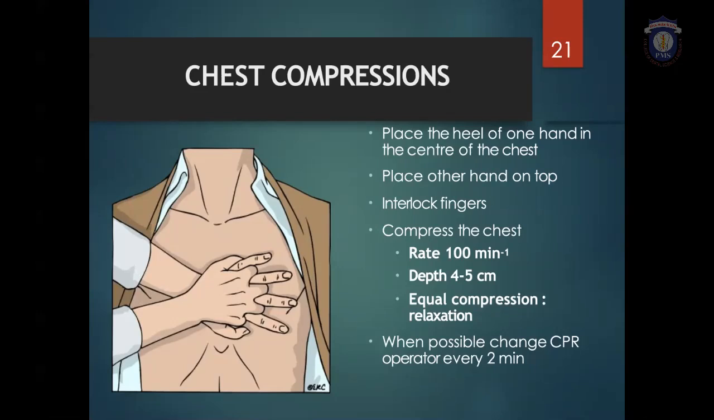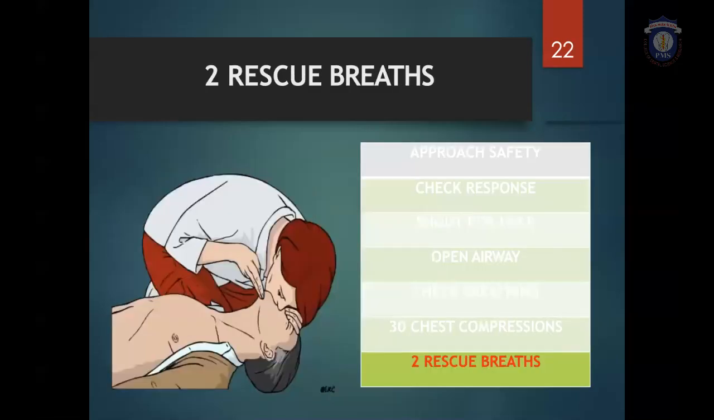Let's repeat. We have to place the heel of one hand in the center of the chest in between the nipple region and place the other hand on top. And we have to interlock the fingers and compress the chest at a rate of 100 per minute at a depth of 4 to 5 centimeters, and there should be equal compression to relaxation. And when possible, change CPR operator every 2 minutes. And these 30 chest compressions should be followed with 2 rescue breaths.